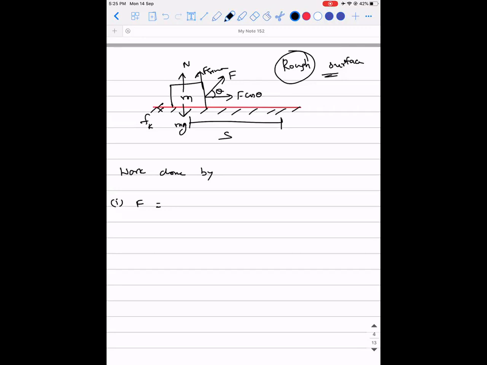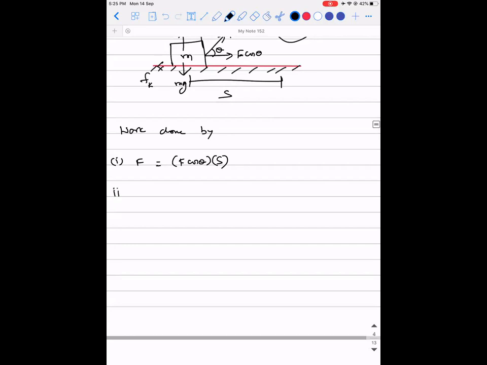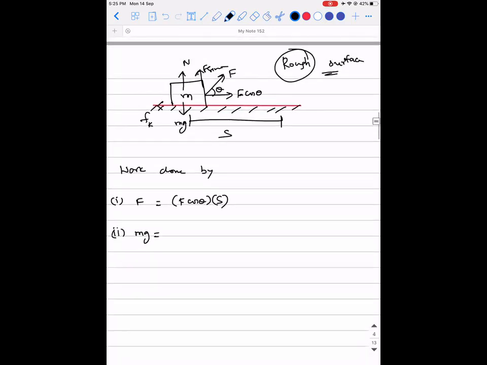Okay. So work done by F means, I'm concentrating only on one point. You need to look at the component of the force in the direction of displacement. So work done by the force will be F cos theta into S. It is still the same thing. Second, work done by mg, that is the weight of the object, is equal to how much? Zero, sir. It is still zero. Normal, zero, sir.